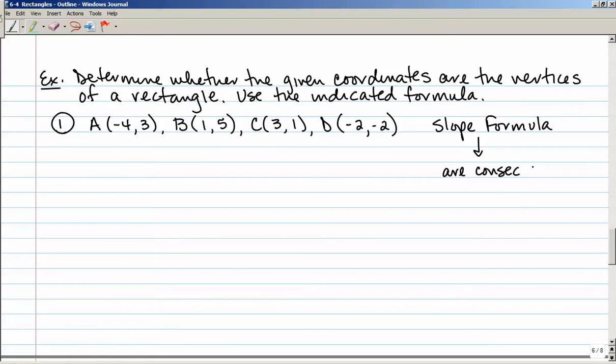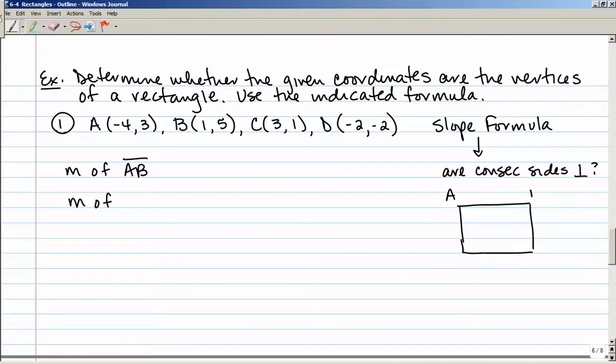Are consecutive sides perpendicular to each other? In other words, is the slope of the top the opposite reciprocal of the slope of each side? Is the slope of the bottom the opposite reciprocal of the slope of each side? So I need to find the slope of each side. So the slope of AB, the slope of, actually I'm going to do a little sketch here just to help me see this a little bit.